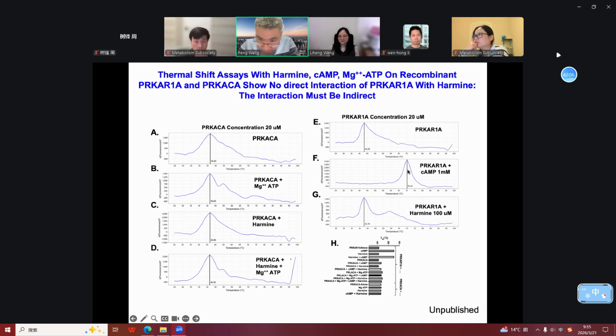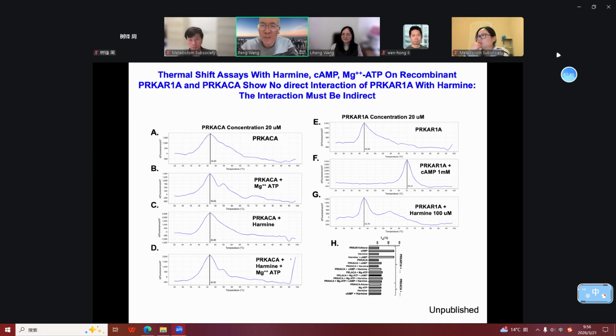So using the same method, they did the interaction with harmine for PRK-AR1A. As you can see here, with harmine the major peak is still at around 42 degrees. Only a small peak moved here, but not the majority like here. So based on this parameter, we think there is likely something else in between PRK-AR1A, and it must be a big complex here. So it's not directly binding with PRK-AR1A. Somehow we pull down this PRK-AR1A through a complex.